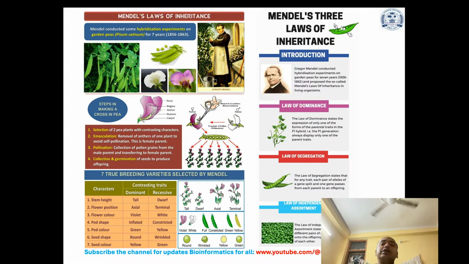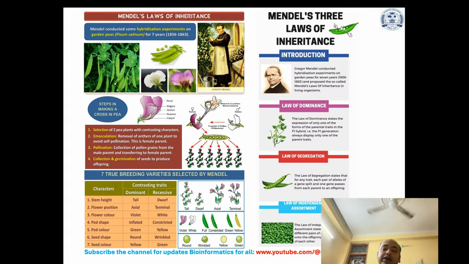Now you can see the laws of inheritance. Mendel conducted hybridization experiments on garden peas, Pisum sativum, which is the botanical name. The steps involved in making a cross in peas are: selection of two pea plants with contrasting characters; then emasculation, the removal of anthers of one plant to avoid self-pollination. This is the female parent. Then pollination, collection of pollen grains from the male parent and transferring them to the female parent. Then collection and germination of seeds to produce offspring.